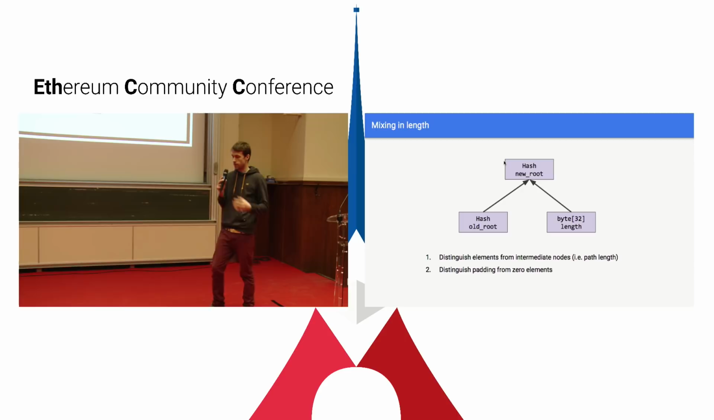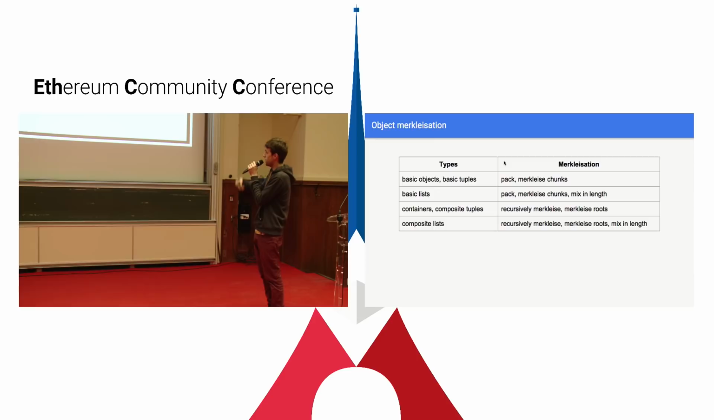Okay, and then this is how we do Merkleization. So there's basically four different options. If you have a basic object or a basic tuple or basic list, so something just built out of these basic types, then all you do is pack and Merkleize. So you pack into chunks and you Merkleize. That's all you do. It's very simple.